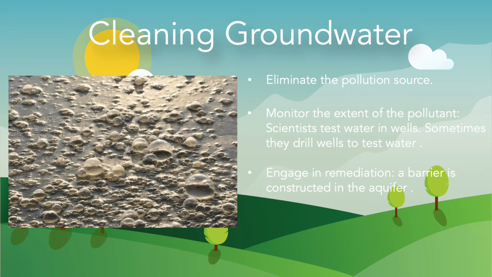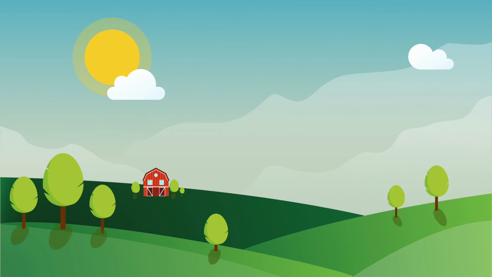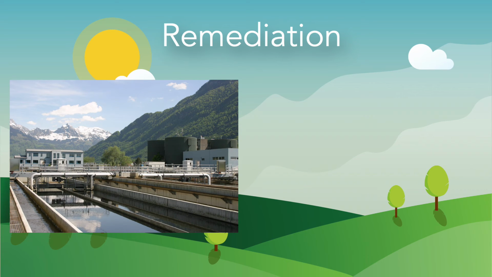Engage in remediation. A barrier is constructed in the aquifer. This isolates the contaminated groundwater from the rest of the aquifer. The contaminated groundwater must be treated. Remediation is correcting a problem. The cheapest and easiest way is to treat the water in the aquifer.